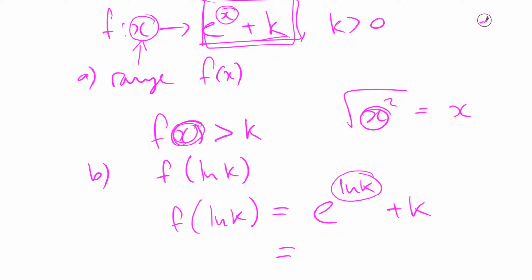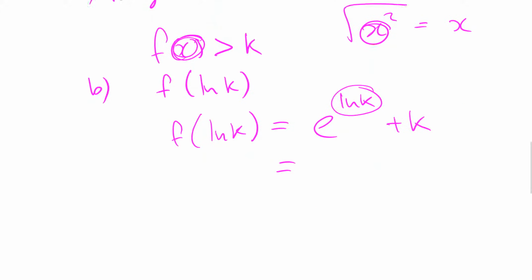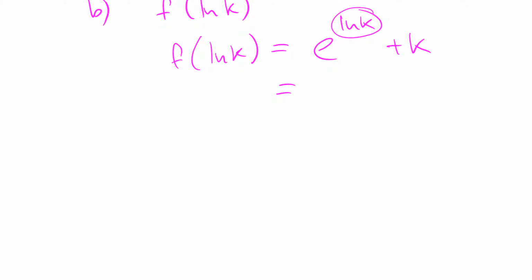So, any ideas? e to the ln k. Okay, I'll give you a clue. We said x squared and then square rooted equals x. What about the other way around? If I do the square root of x squared, what does that equal? X still, right? So you've got two options for inverses with the e's. So we could say e to the ln k, or even forget k, just say y. It doesn't matter what it is.